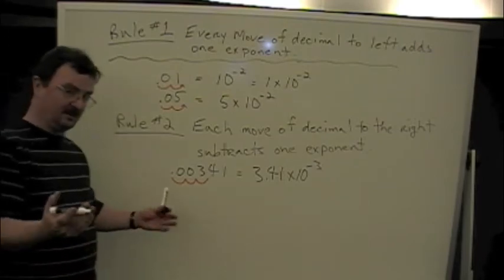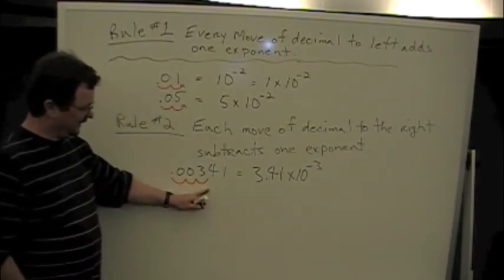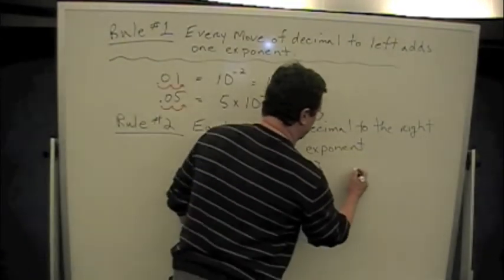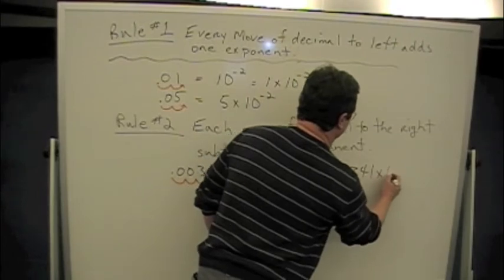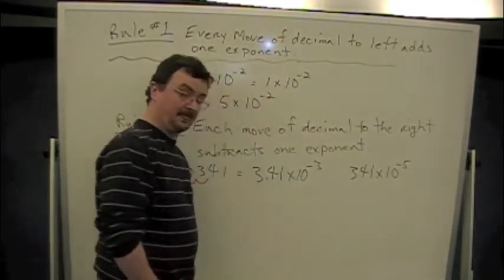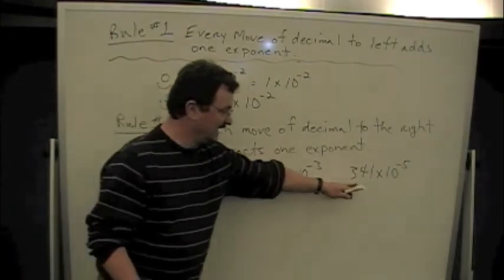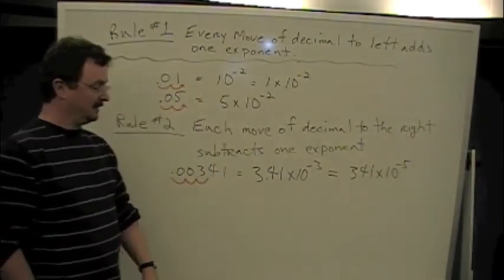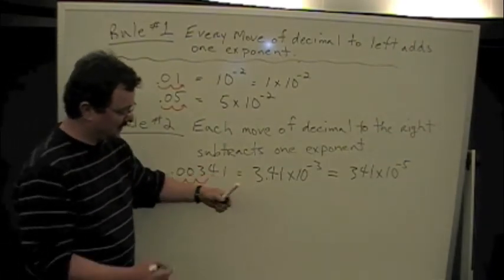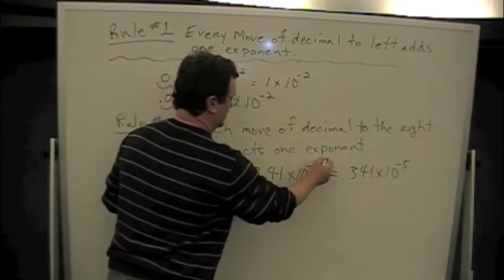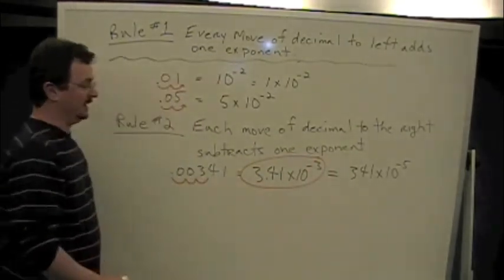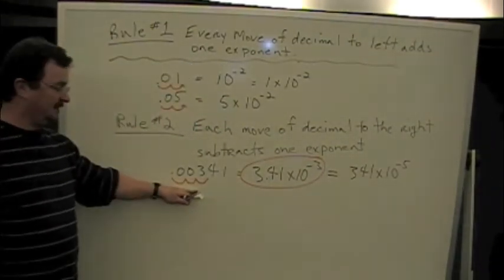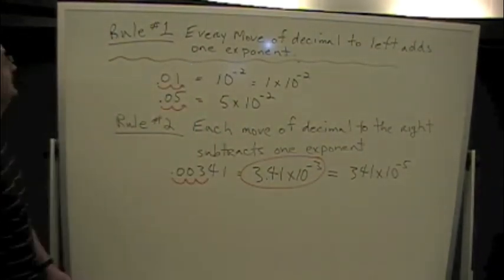Now, some of you who have tried this, hopefully, at home, maybe took the decimal place all the way to the end and said 341 times 10 to the minus 5. Okay? This is not incorrect. That's not wrong. It's the same exact number. These two numbers are exactly the same. This is the more standard way of writing it. But again, this is not incorrect. All 3 ways are the same number. It's just 3 different ways of writing the same number.